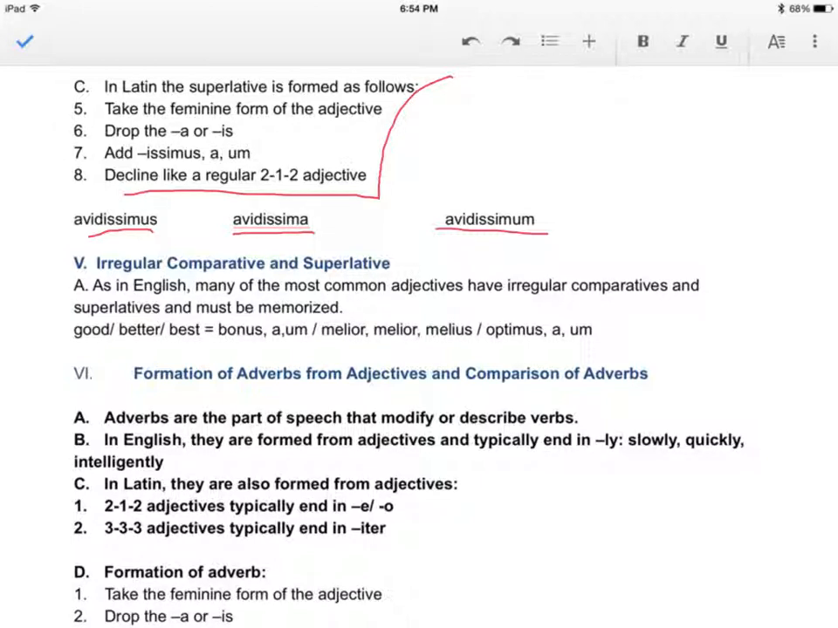This would be greediest. Superlative is the highest form. It goes positive, comparative, and superlative. Greedy, greedier, greediest.